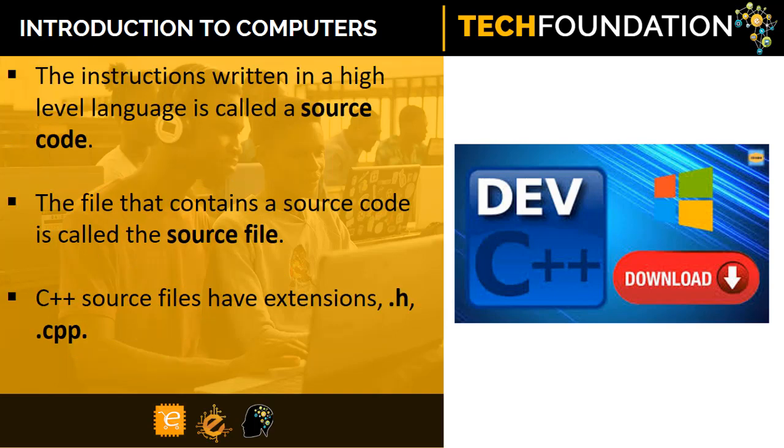The instructions written in a high-level language are called source code. The file that contains source code is called a source file. Now, C++ source files have the extension .h if it is a header file or .cpp if it is an implementation file. There are other variants of these extensions. Some of them include .cc, .C, .cxx, .c++, etc.